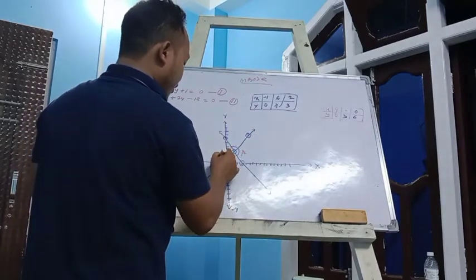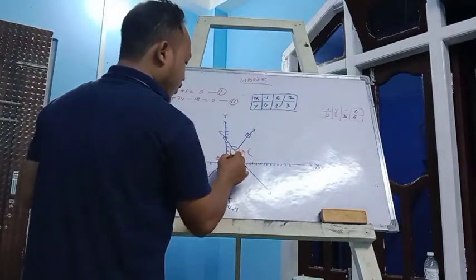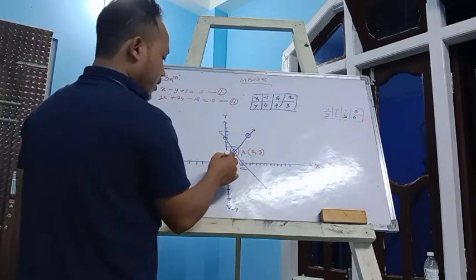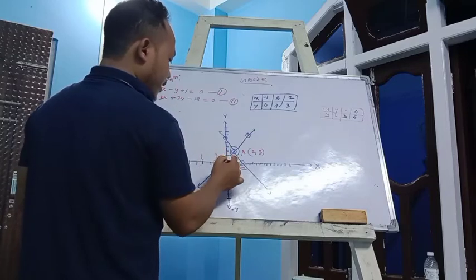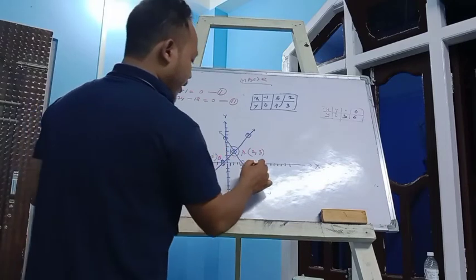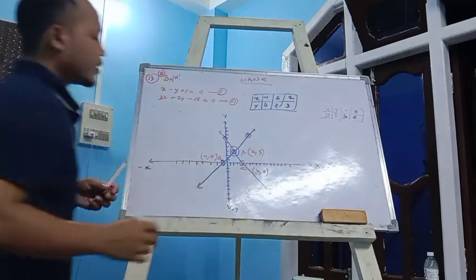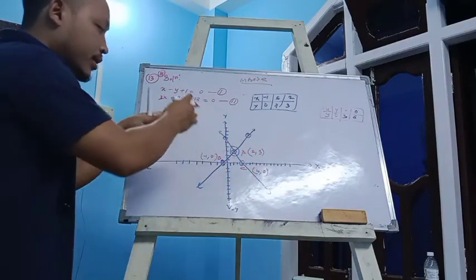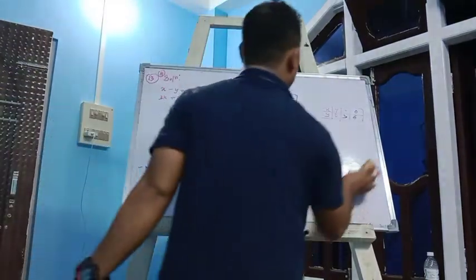So I give these the names A, B, C. The vertex names: x is 2 and y is 3. Then x is minus 1 and y is 0. And x is 4 and y is 0. So these are the vertices of triangle ABC, the triangle formed on the x axis. So I can write this here.